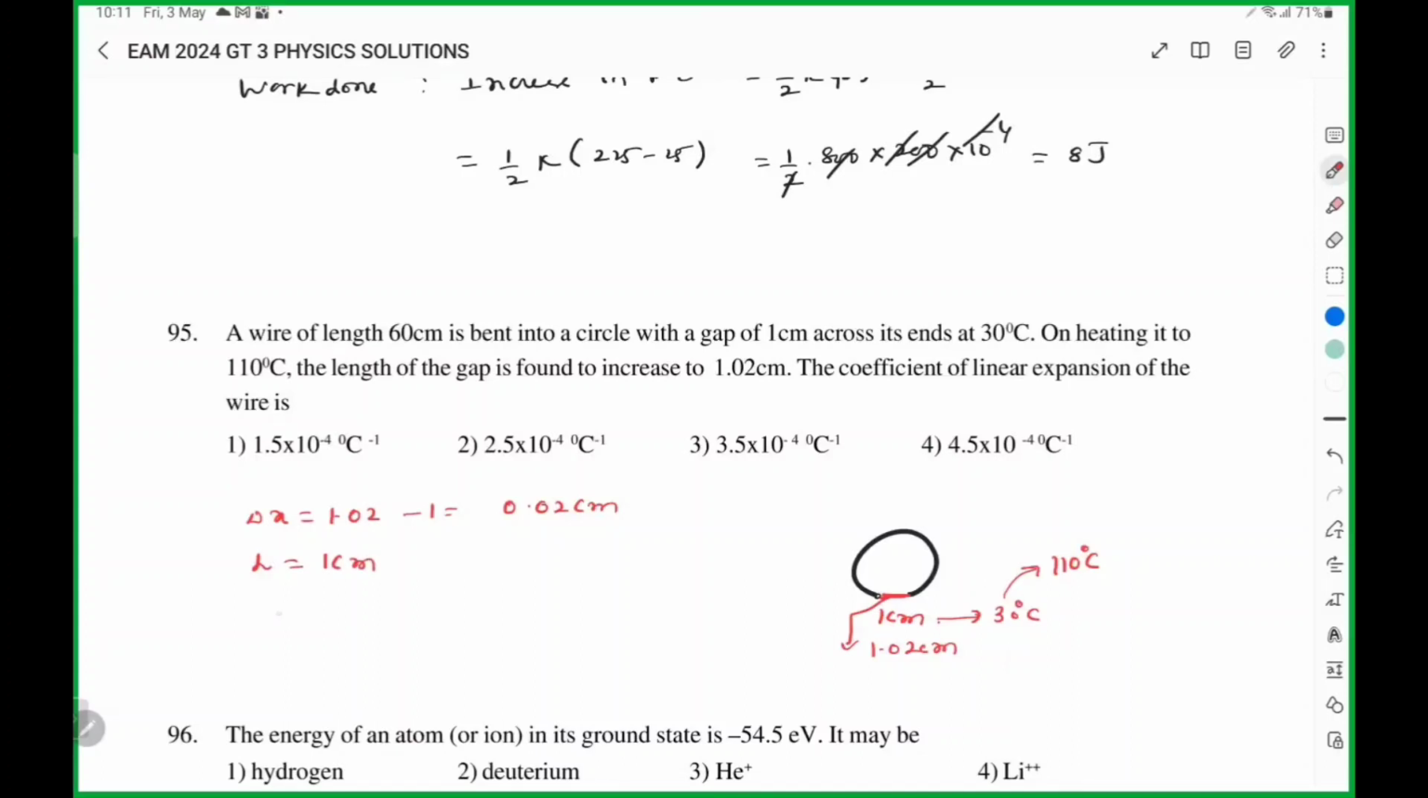So coefficient of linear expansion is change in length equals L alpha delta T. So here it is 0.02 into 10 power minus 2. Better to take this because both are in centimeters, no need of conversion. Alpha delta T, where delta T is 110 minus 30, 80.